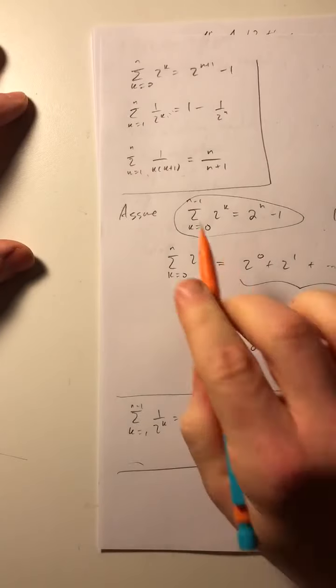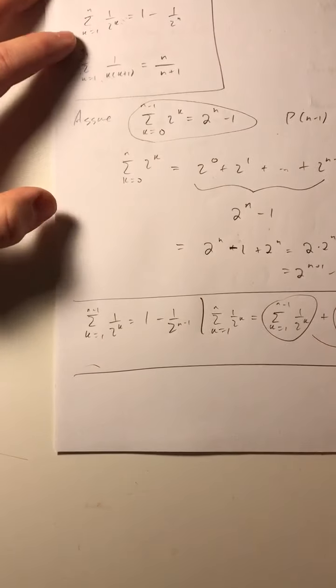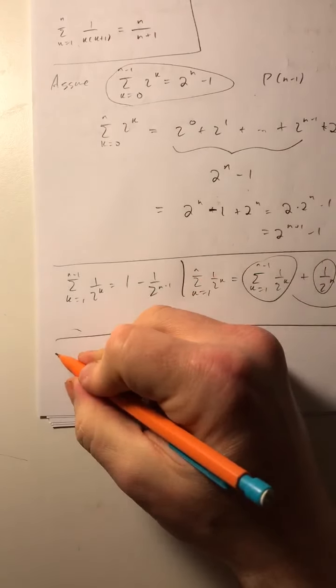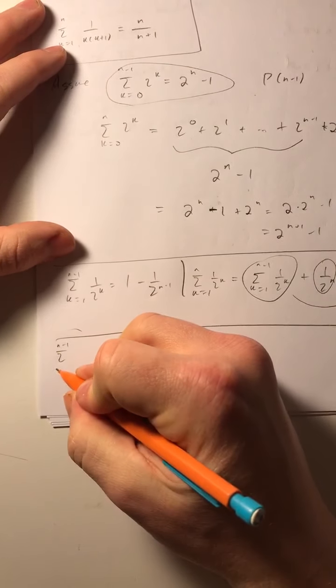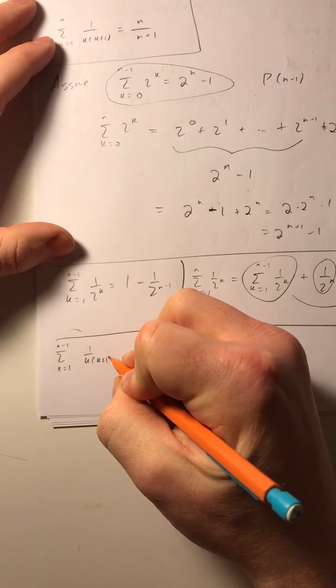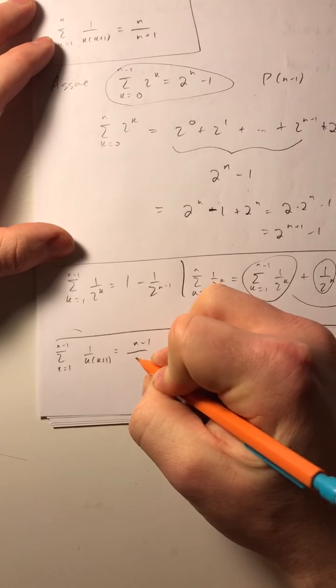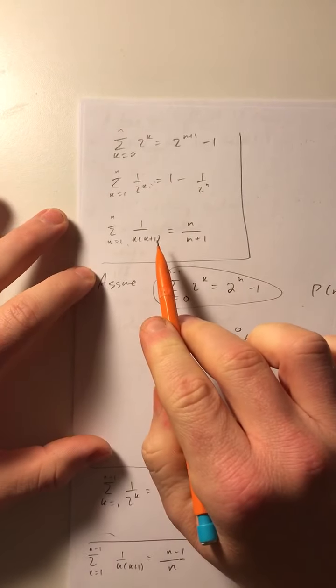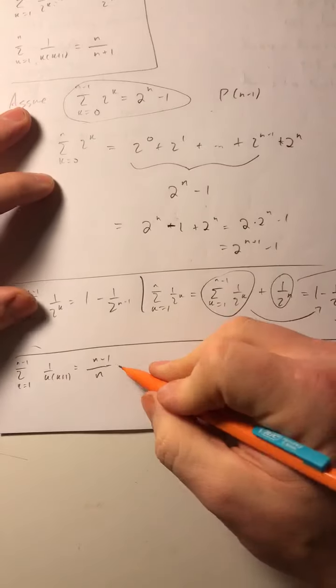Okay. So we're going to do this one. This one's similar. I'm probably going to run out of room and not finish the problem. So I want to assume the statement for n minus 1 and then prove it for n.